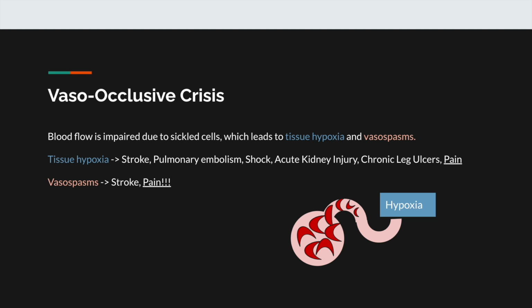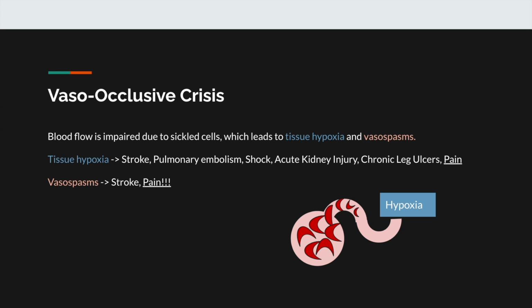Vaso-occlusive crisis is a complication that can occur if the sickled cells cause a stop in blood flow to organs. So basically what happens is blood flow is impaired due to sickle cells. So the blood flow cannot get to vital organs. So that leads to tissue hypoxia and can also lead to vasospasms. With tissue hypoxia, it can cause a stroke. So the occlusion in the blood to a certain area mimics an ischemic stroke. A pulmonary embolism, occlusion of blood flow to the lung, causing a pulmonary embolism. Shock, acute kidney injury, chronic leg ulcers, and pain.